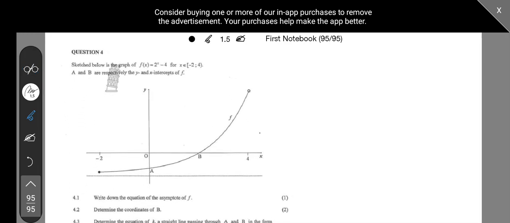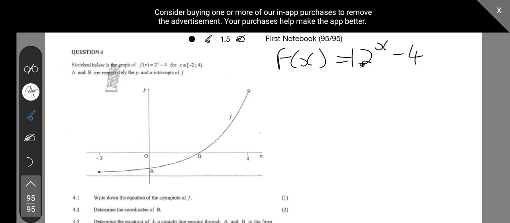Okay, so the given function here is f of x equals 2 to the power of x minus 4. What type of function is this? It's an exponential function. I want you to note something: if there's nothing in front of a base to the power of x, just know we have 1 times. 1 is positive. This means our graph must be above the asymptote.